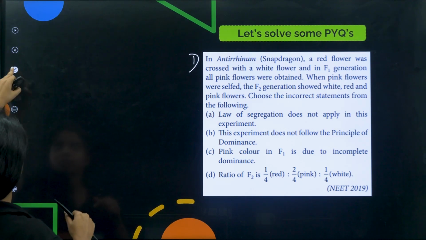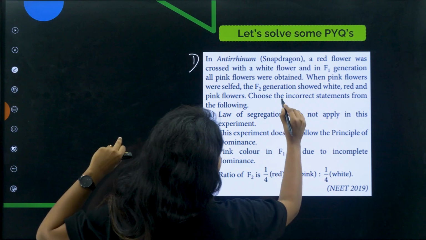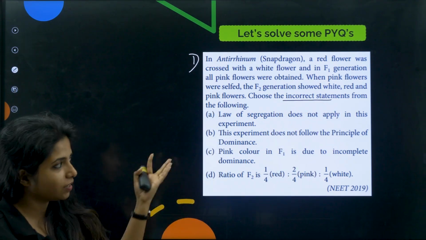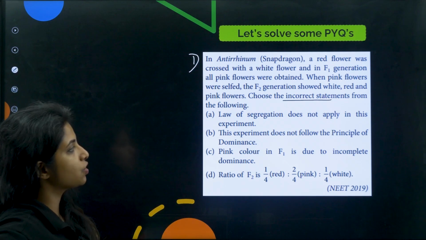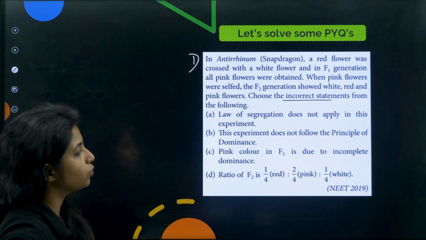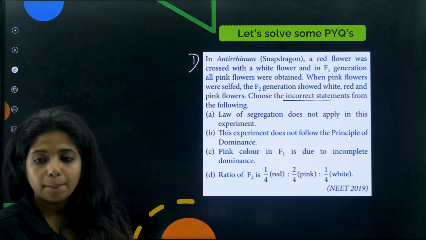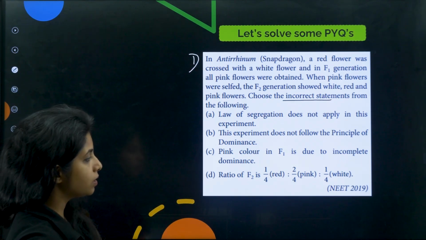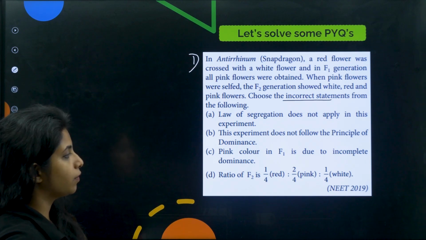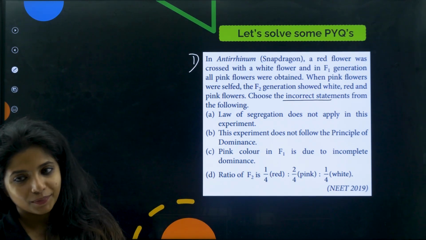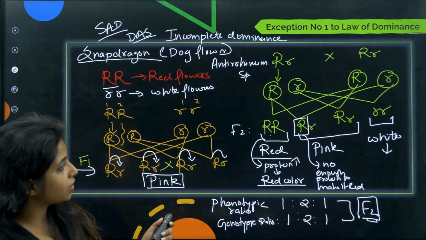Whenever this type of question comes, please understand what they are looking for. Incorrect. Don't go and search for correct things. Okay, everything is correct now. Law of segregation does not apply in this experiment. This experiment does not follow the principle of dominance. Pink color in F1 is due to incomplete dominance. Ratio of F2 is 1/4, 2/4, 1/4. NEET 2019 question. Okay, so do you think here the law of segregation does not follow?